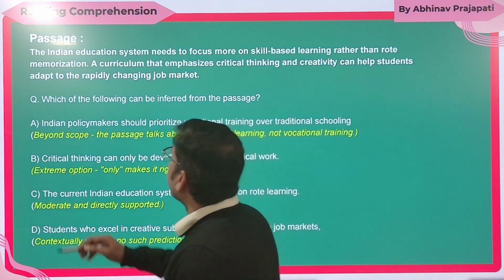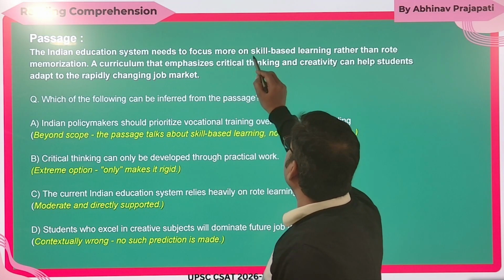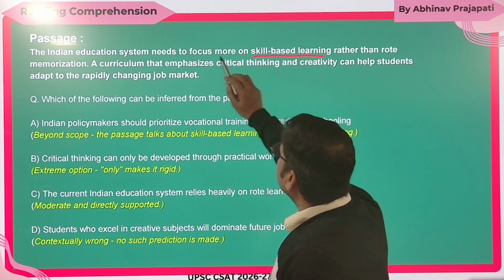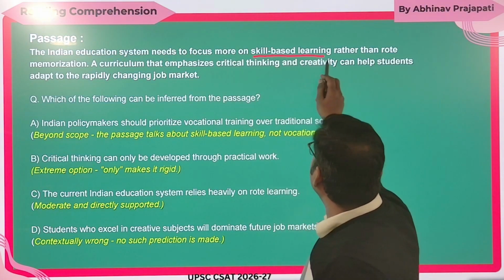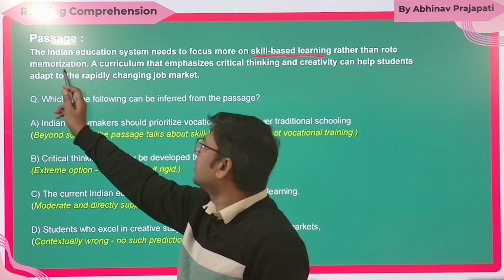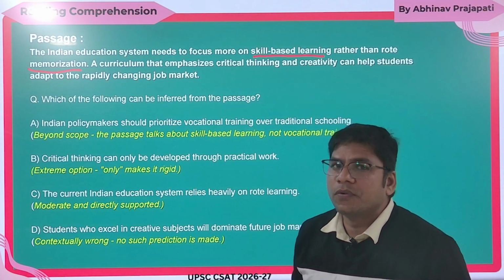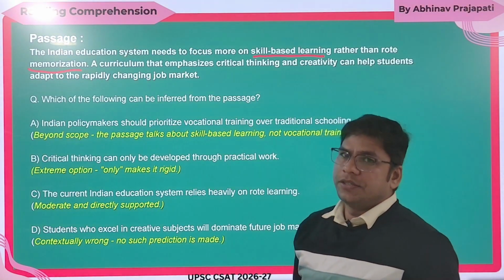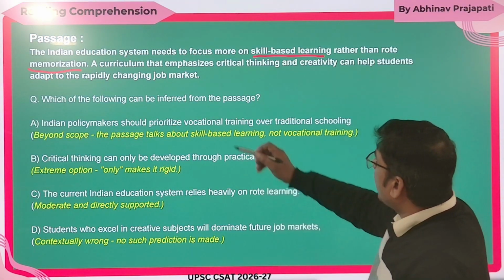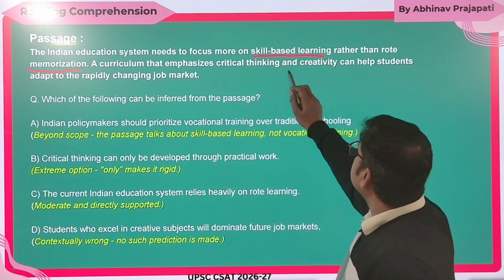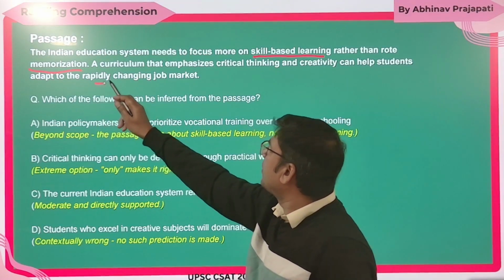Okay, so what is the passage? The Indian education system needs to focus more on skill based learning rather than rote memorization. What does it mean? It means the Indian education system is not focusing on skill based education. A curriculum that emphasizes critical thinking and creativity can help students adapt to the rapidly changing job market.